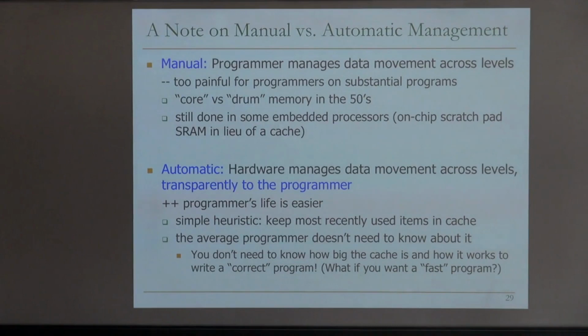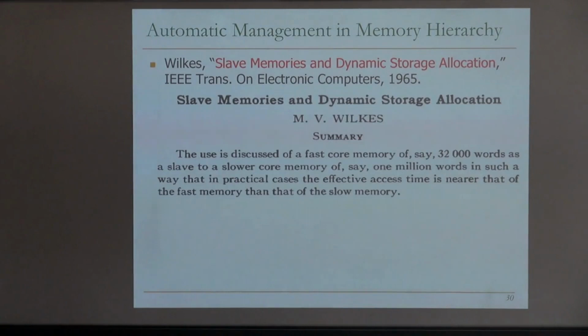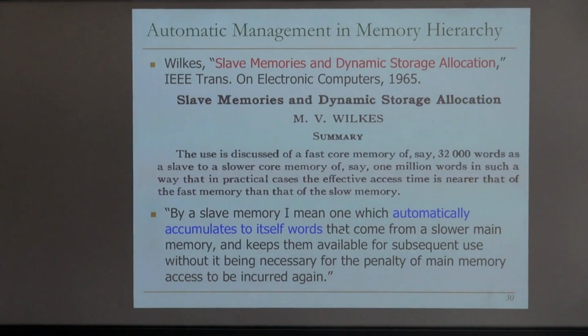Okay, so automatic management was actually what Maurice Wilkes had in mind when he wrote this paper. By a slave memory, I mean one which automatically accumulates to itself words that come from a slower main memory and keeps them available for subsequent use without it being necessary for the penalty of main memory access to be incurred again. Again, this is a beautiful sentence. It's very clear, hopefully.